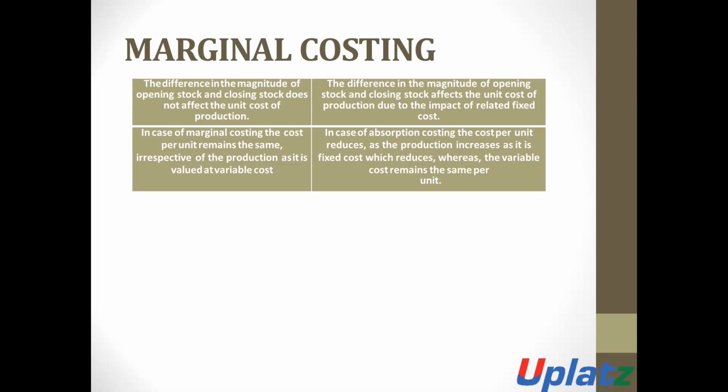Yes, in the case of marginal costing, the valuation of the product is made on the basis of variable cost, so it will remain the same. But in the case of absorption costing, the cost per unit will be reduced when there is an increase in production, or when there is a reduction in fixed cost, whereas the variable cost will remain the same per unit. So these are all the differences between marginal costing and absorption costing.